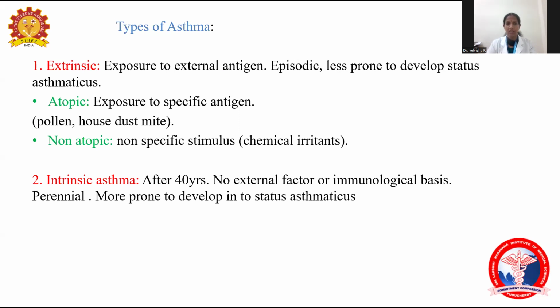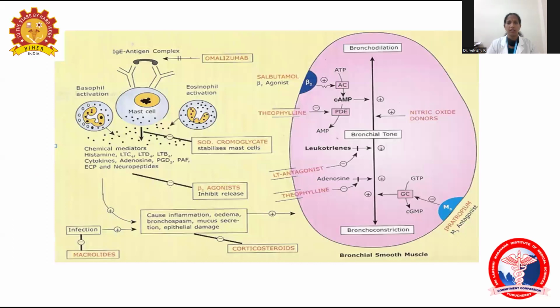Then what is intrinsic asthma? Intrinsic asthma is not due to an external factor. It usually occurs after the age of 40 and is always present. It is not episodic, it is perennial. This intrinsic asthma is prone to develop status asthmaticus.